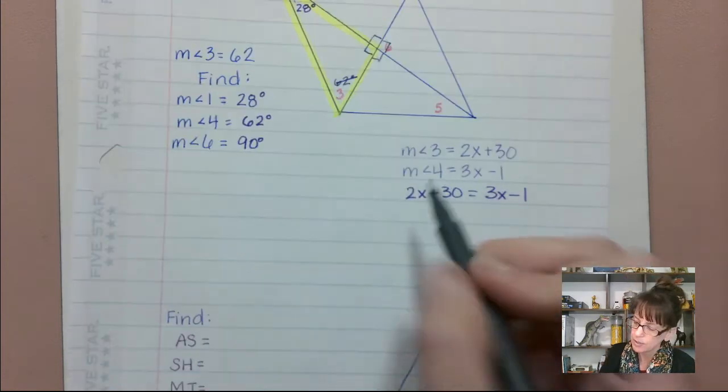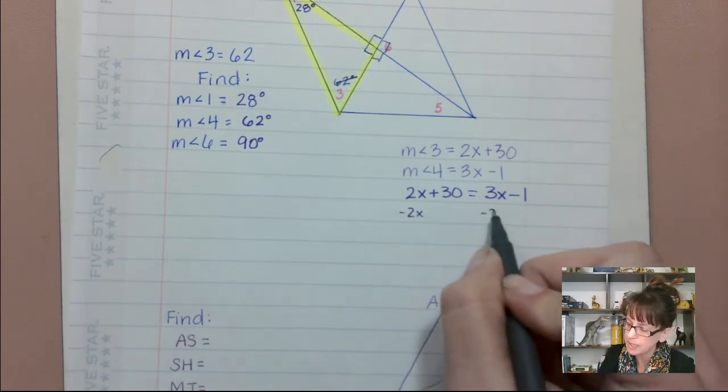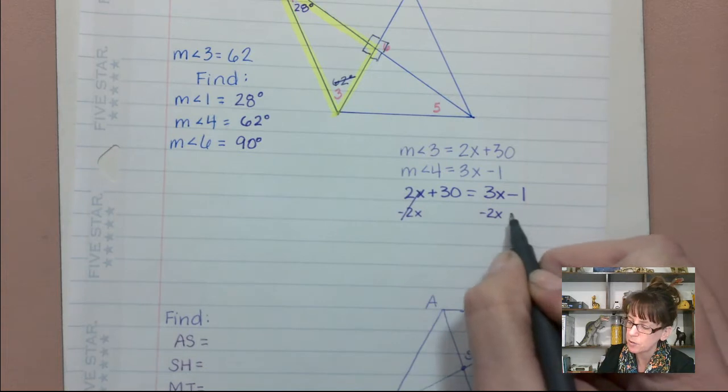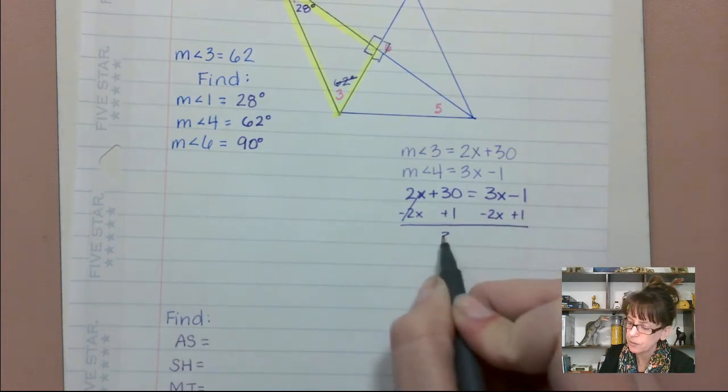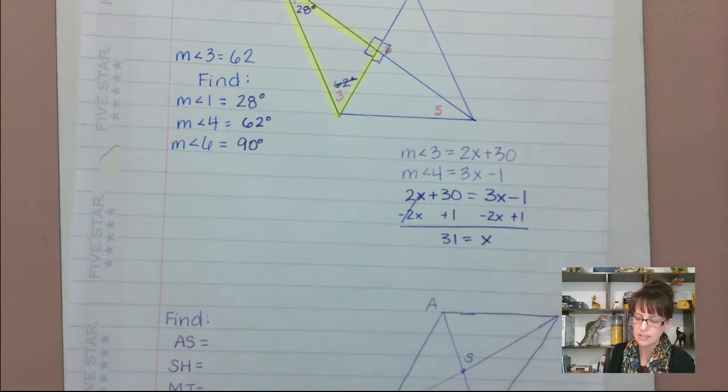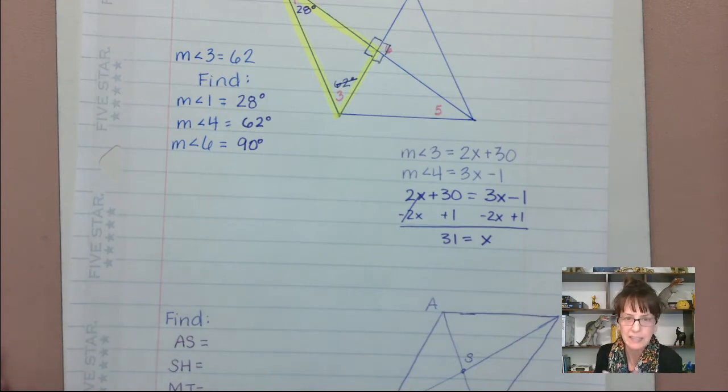Okay, so let's go ahead and minus 2x from both sides. And at the same time, I'm going to add 1 to both sides. So this gives us 31 equals x. Okay, and the instructions don't say what we're supposed to be doing here, but we're supposed to be finding x, which we have done.